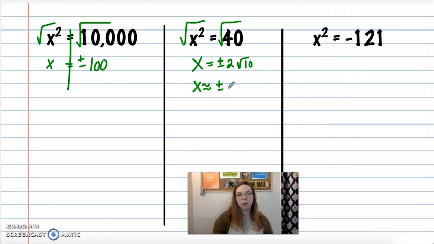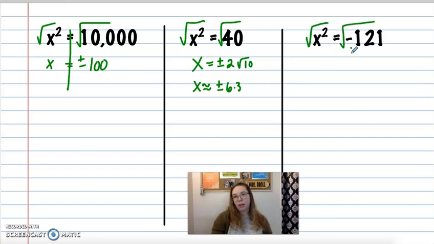So most of your homework will ask you to round to the nearest tenth or the nearest hundredth. They'll specify, and they might ask you for exact form on occasion on Delta Math. So this is exact form, and this is approximate or rounded form. And then the third one here, I cannot take the square root of a negative. So we're going to say no solutions.